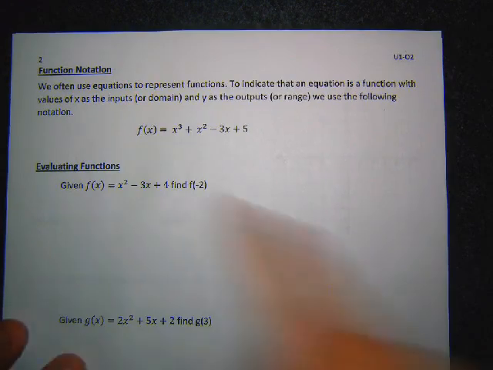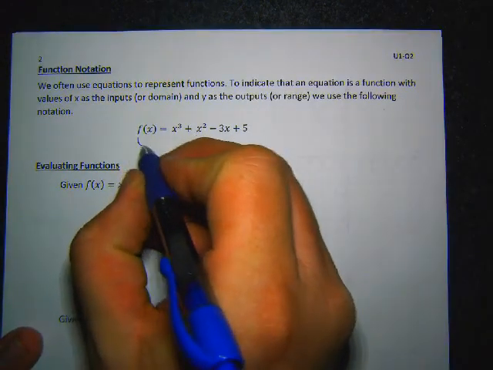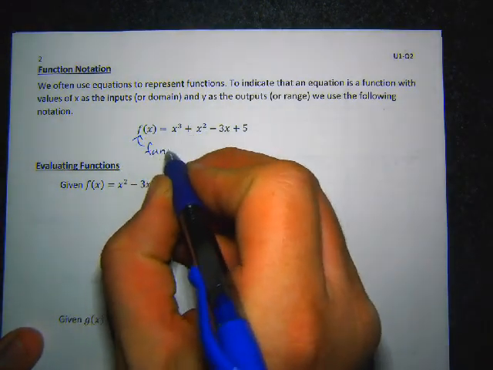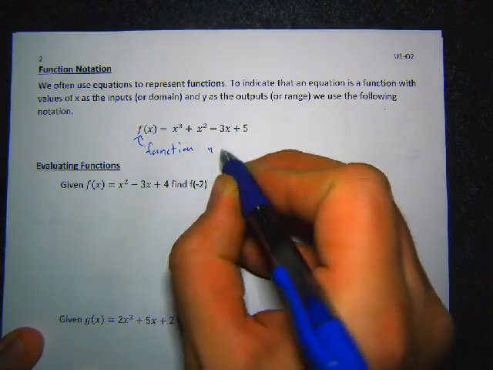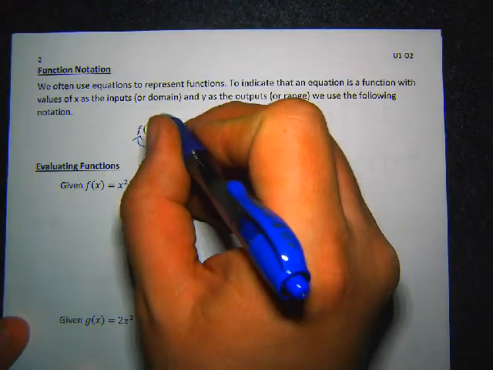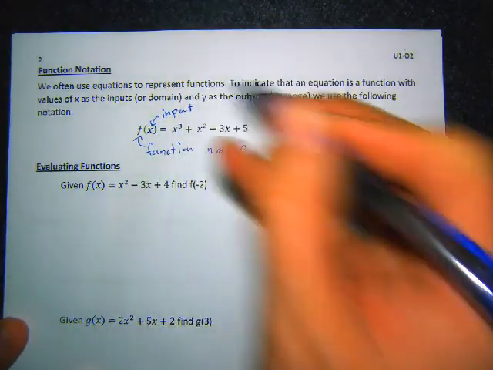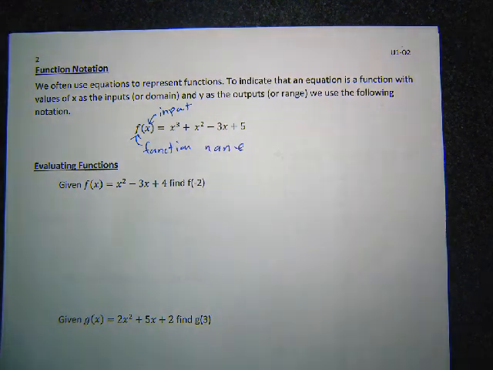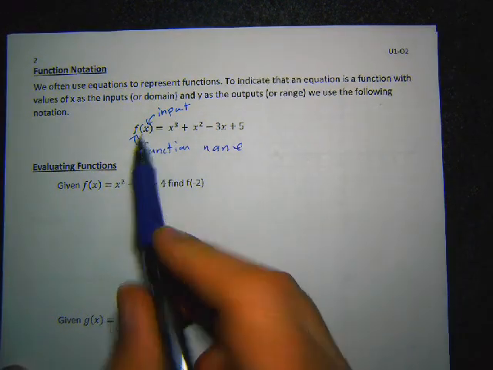So the f here is your function name, and the x inside the parentheses is actually your input or starting value. Now, I told you usually x is the starting value. That's usually true. That's why you usually see x inside here.